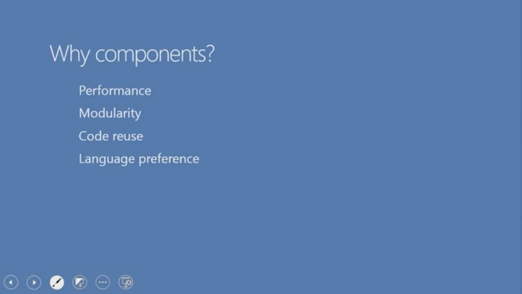But there are a few other reasons why we might want to do this. We also might want to get the added performance of, for instance, creating a C++ native component that is frankly faster than JavaScript at doing some things. So performance might be one reason. Code reuse and modularity are certainly some huge reasons, but you also might want to pull out a component from your JavaScript app just strictly for language preference.